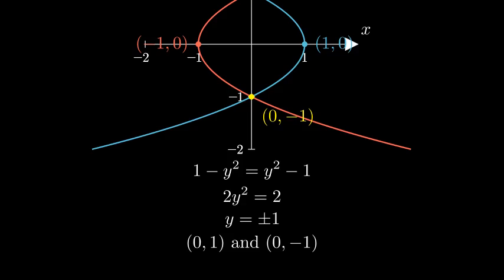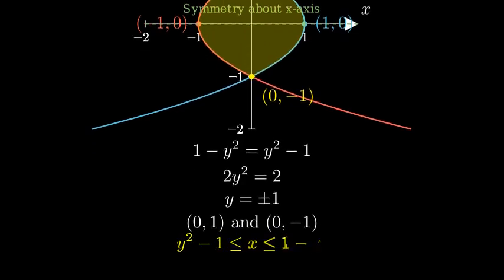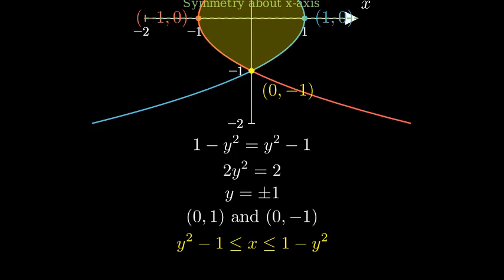Notice the symmetry in this figure. The region is symmetric about the x-axis. This means if we reflect any point in the region across the x-axis, we get another point in the region. The region enclosed by these curves is the area between them. We can shade this region to make it clear. This region represents all points (x, y) where y squared minus 1 is less than or equal to x, which is less than or equal to 1 minus y squared.